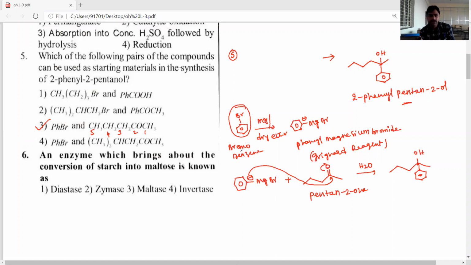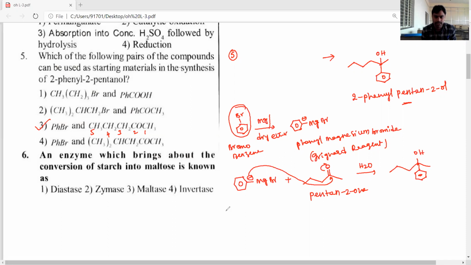How are we preparing it? First step, phenyl bromide or bromobenzene is treated with magnesium metal in the presence of dry ether, generating the Grignard reagent. That Grignard reagent reacts with pentane-2-one followed by hydrolysis. We get 2-phenyl pentane-2-ol. So it's very, very important. This is a Grignard reagent application, so your answer, the third option, is correct.